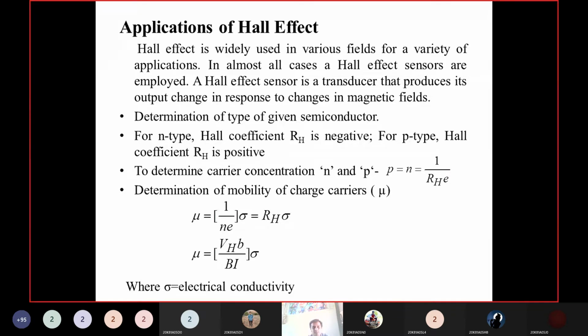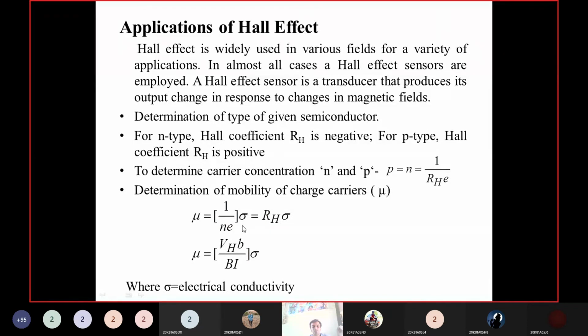The mobility of charge carriers formula is equal to RH into sigma. Yesterday we learned the formula sigma is equal to Ne into mu. From that formula, we derive the mobility. Conductivity sigma is equal to Ne into mu. So mobility mu is equal to sigma by Ne. But we know that 1 by Ne equals RH. Therefore, mobility mu equals RH into sigma.